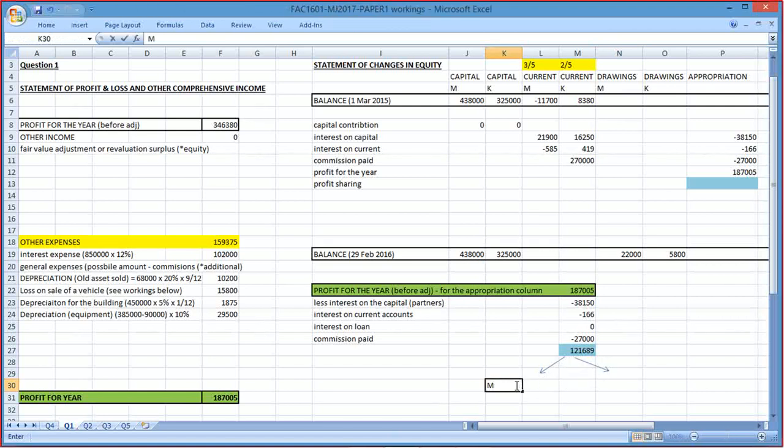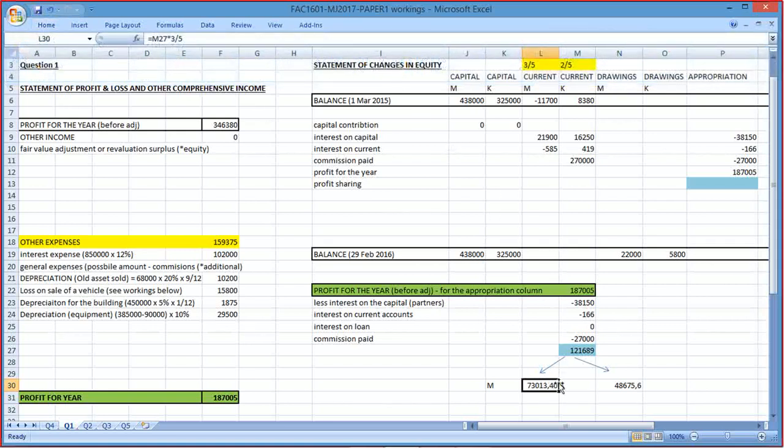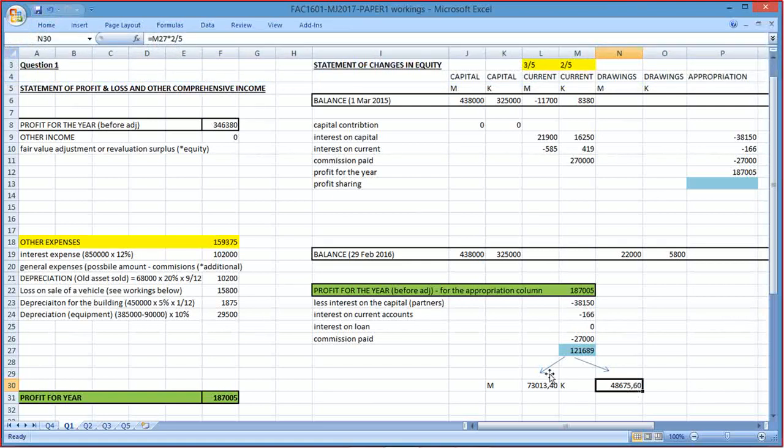Okay, so M gets a share, K gets a share. M gets how much? Well, M gets 3/5 of that amount. So this amount times 3/5. Okay, and then this partner gets that amount times 2/5. Right, they said round off to the nearest rand. So this is going to be rounded off to the nearest rand. So nearest rand would be 66.